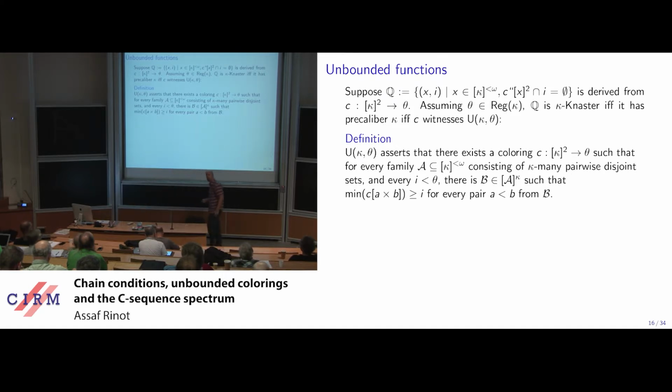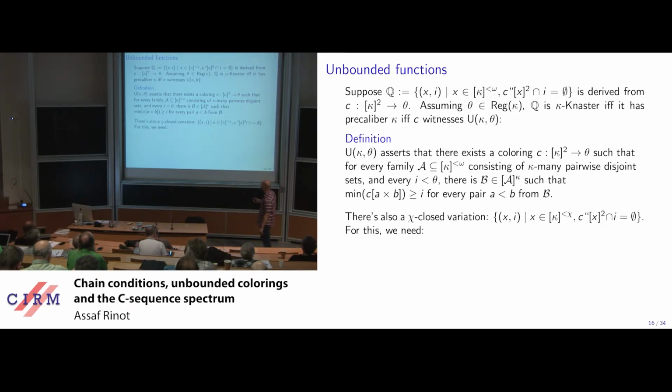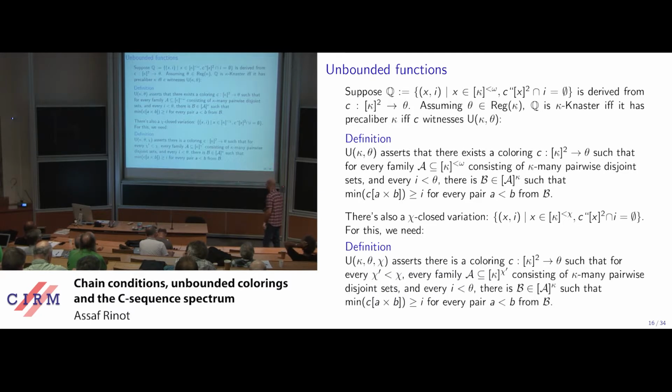Now, you may also want the poset to be a little bit better than chain condition. Maybe you also want it to be very close or something. So there is a Chi-closed variation of the poset. So you look at all pairs xi, where x now is a subset of size less than Chi. Automatically, this poset is going to be Chi closed, actually Chi directed closed. So for this to work, you just have to allow, instead of talking about finite sets, sets of any fixed size Chi prime below Chi. Everything otherwise works the same way.